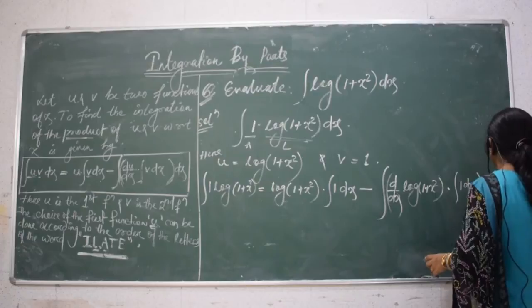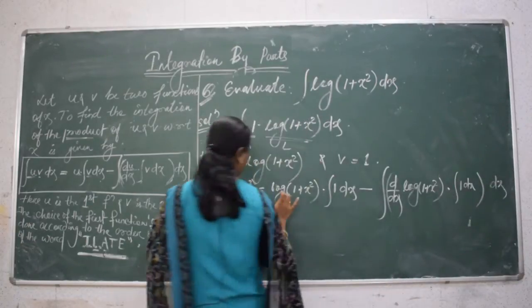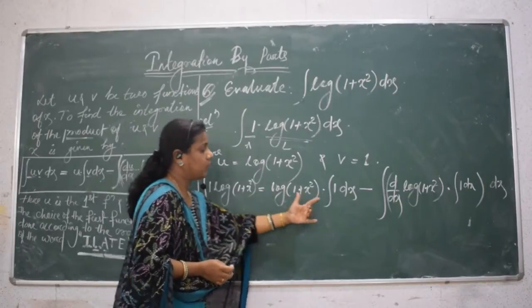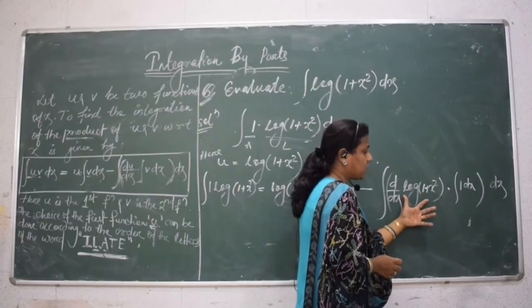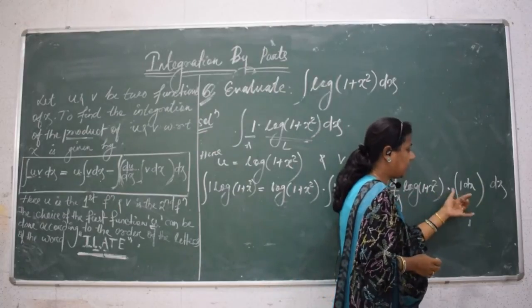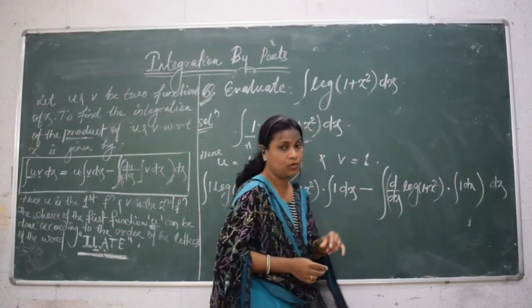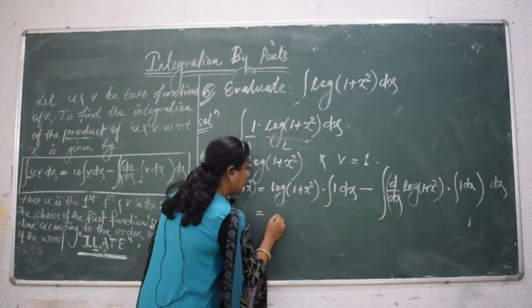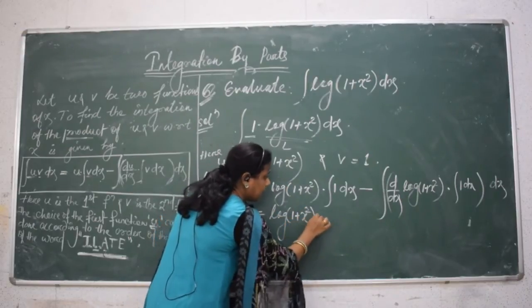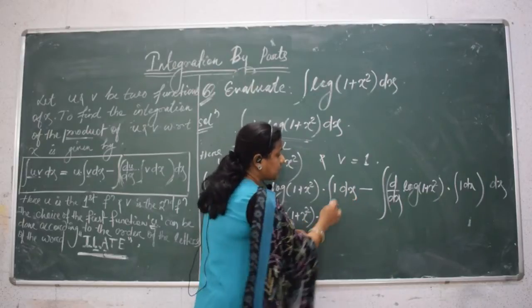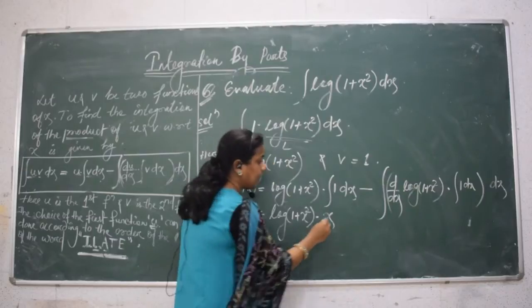Here I have written v dx, the same you have to write here, and again integrate with respect to x. Now you have applied the formula, that is u into the integration of v dx minus the integration of the derivative of the first function, that is u, and the integration of the second function. Then you have to integrate with respect to x. Now what will come? That is log of 1 plus x square into the integration of 1 dx. The integration of dx means x, so here I am writing x.